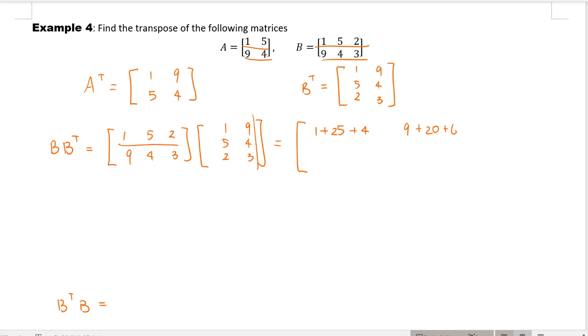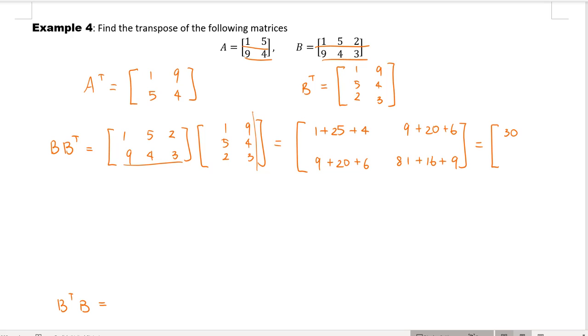2 times 3, 6. And then we use the second row times the first column. 9 times 1, 9. 4 times 5, 20. 3 times 2, 6. And then the second row times the second column. 9 times 9, 81. 4 times 4, 16. 3 times 3, 9. Okay, so the answer is, well, 1 plus 25 plus 4 is 30.